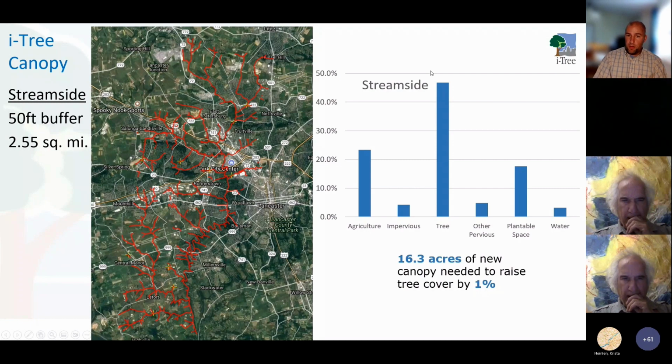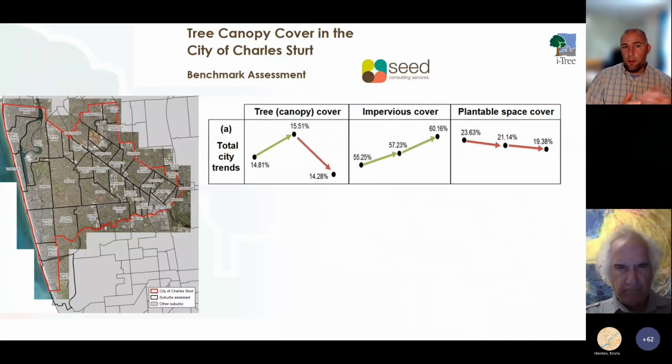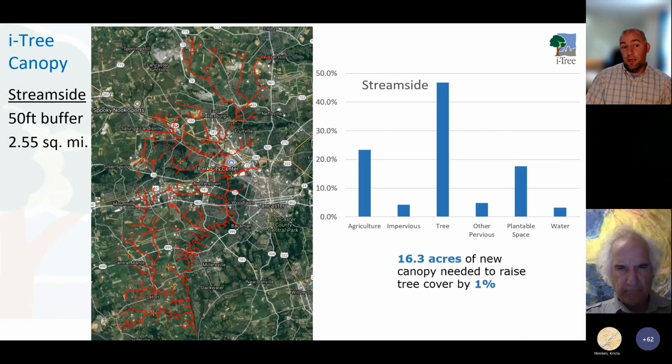We have much higher tree canopy cover, but when we start to think about if we want to improve that canopy cover directly stream side where it's going to do the most good, now we only need 16 acres to bump it up by 1%. So if we want to bump it up by 5%, to get over 50% canopy cover directly in that stream side buffer, we're only talking about 80 acres. So now we have something that we can actually take to funders and we can take to our volunteers, and we can make the case that this is a realistic project. And that's where something like iTree Canopy, creating a benchmark, creating a starting point, can be really powerful.